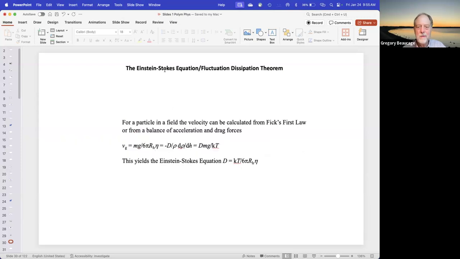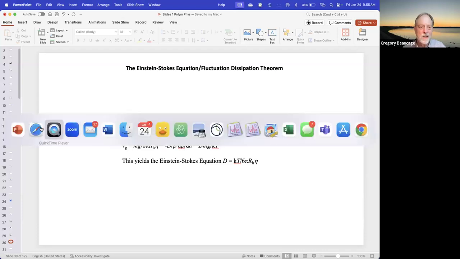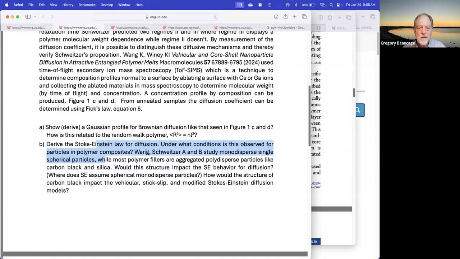Right? So going through that might help you think about it. And then, under what conditions is this observed for particles in polymer composites? The conditions, Schweitzer in paper A goes through the conditions where you see Stokes-Einstein.